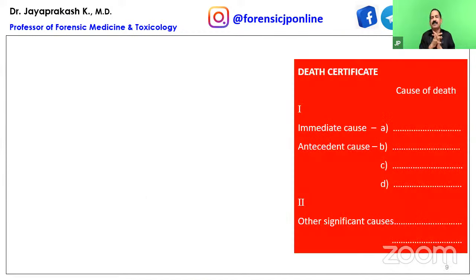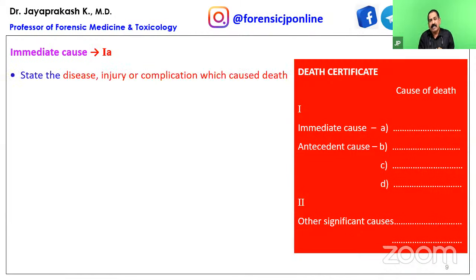Now, 1A. State the disease or the injury or the complication which caused the death. That means 1A should be a proper diagnosis of a disease or condition. It is not something vague like a symptom. He died of diarrhea. He died of rhinitis. He died of sweating. He died of loose motion.